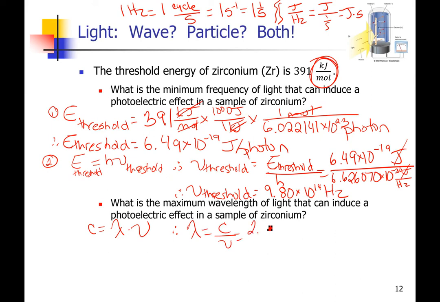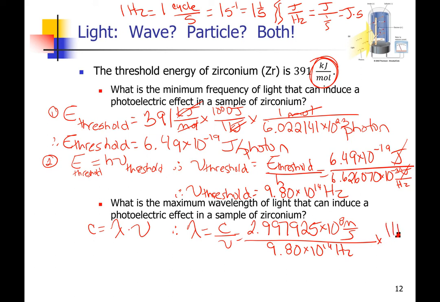Which is 2.997925 times 10 to the 8 meters per second, divided by 9.80 times 10 to the 14 hertz. And as we just saw above, 1 hertz is equal to 1 inverse second. So you can either write that as second to the minus 1 or 1 over second. The inverse seconds cancel, the hertzes cancel, and that gives us a wavelength of 3.06 times 10 to the minus 7 meters.